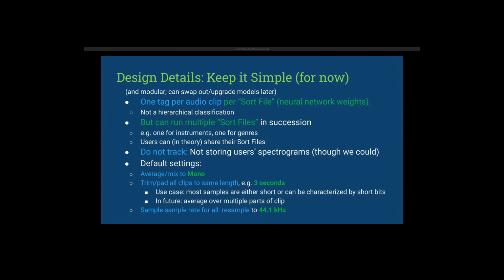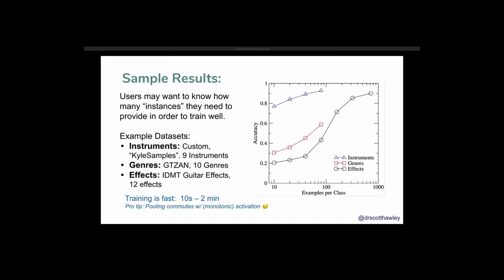Also, we're not going to hang on to people's spectrograms. We could, but also defaults, we just stick to mono, sound clips of 3 seconds and 44.1 kilohertz. The idea is what's likely to work for most people. These defaults can be changed. And then people may want to know, well, how many audio examples should I supply for training?